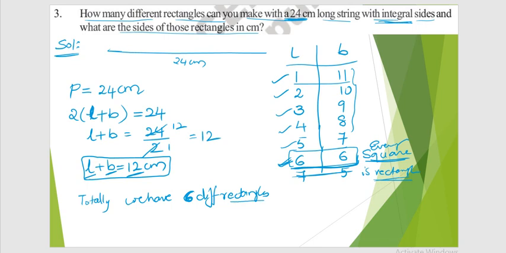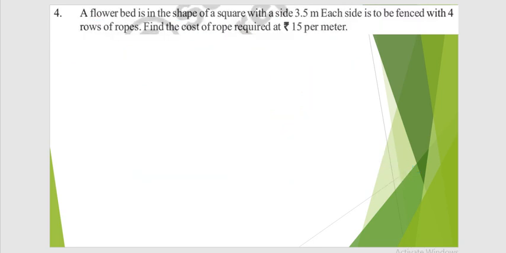Next, what are those side lengths? You need to take these 6 cases. Length 1, breadth 11, length 2, and so on. Likewise you can interchange also. So the answer is this, right?